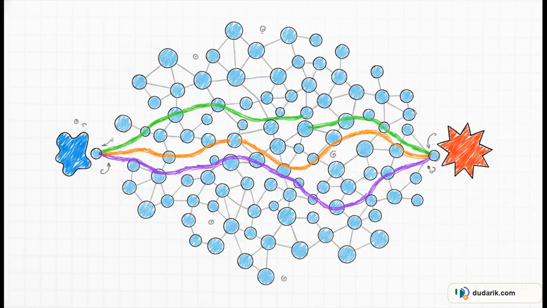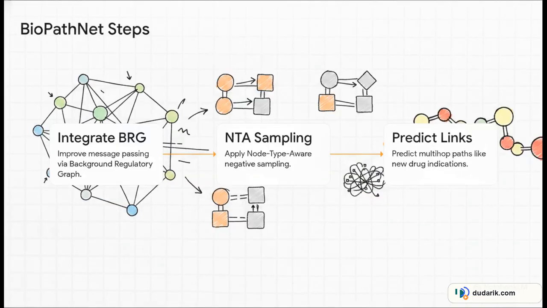It learns the representations between a pair of nodes by considering all the different relationship paths that connect them across the graph. It's looking at the entire journey, you see, not just the destination. And the way BioPathNet manages the noise and sheer scale of biological data is brilliant. First, it integrates a background regulatory graph, or BRG. This enriches the connections during message passing without totally overloading the training process.